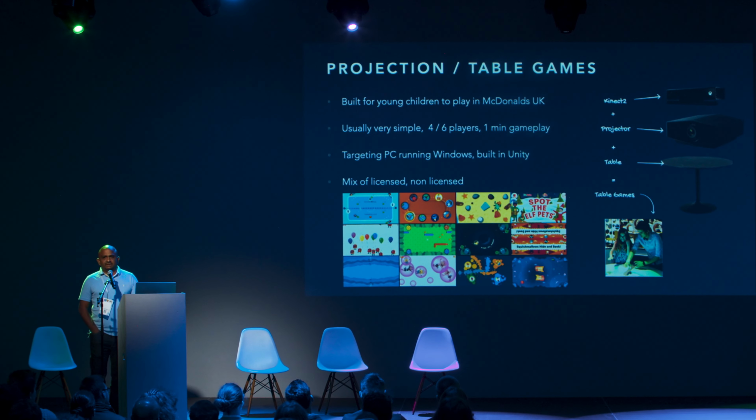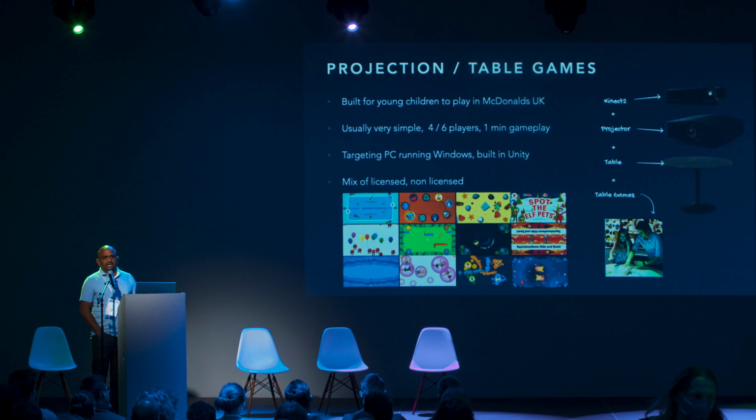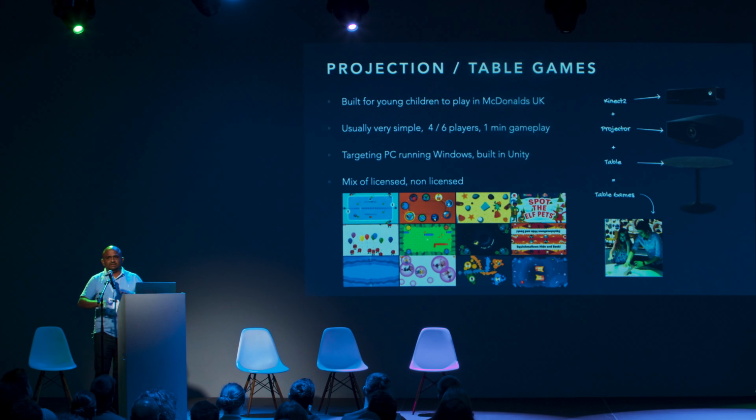So we've been building these for a few years now. It's basically in McDonald's restaurants in the UK, where it's distributed. Basically, it's a big table. There's a projector above it, projects games onto the table. It's meant for small children. Small children go in there and touch the screens, hit the screens. Tend to be 4 to 6 player games and very short gameplay.